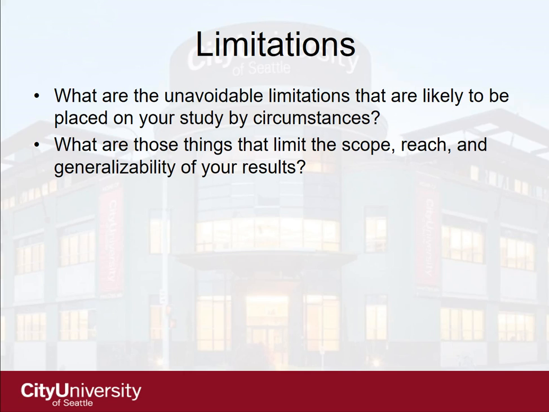Limitations. This is the stuff that you cannot control. Okay, what are the unavoidable limitations that are likely to be placed on your study by circumstances? What are those things that limit the scope, reach, and generalizability of your results? So some of the limitations are, these are third, not fourth grade, students or parents of third, not fourth grade students. Okay, these are first generation students, not second generation students. So what are the limitations that are placed on your study by circumstances? Stuff that you as the researcher cannot control.